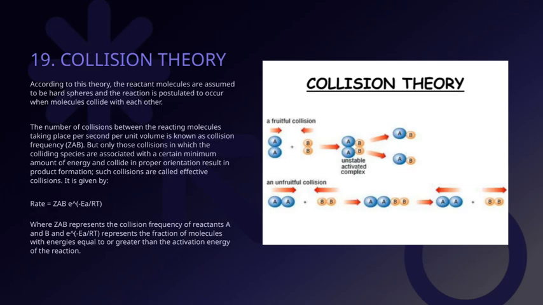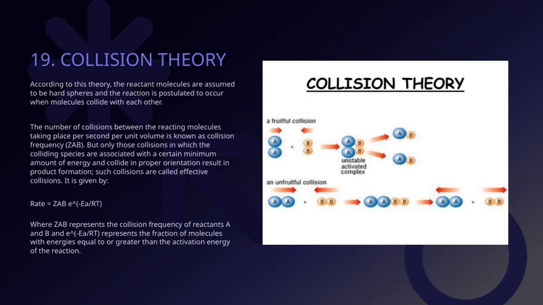The rate of reaction is equal to ZAB, which is the collision frequency of reactants A and B, multiplied by e to the power of negative E over RT. Now, ZAB represents the number of collisions happening per second per unit volume between our reacting molecules. But not every collision leads to a reaction. Only those collisions where the molecules have enough energy, specifically, at least the activation energy, and are correctly oriented to react are considered effective collisions.